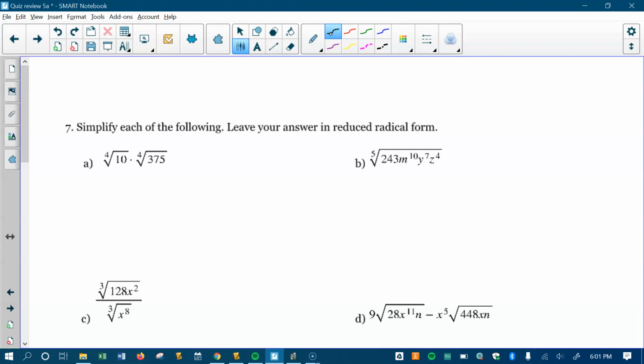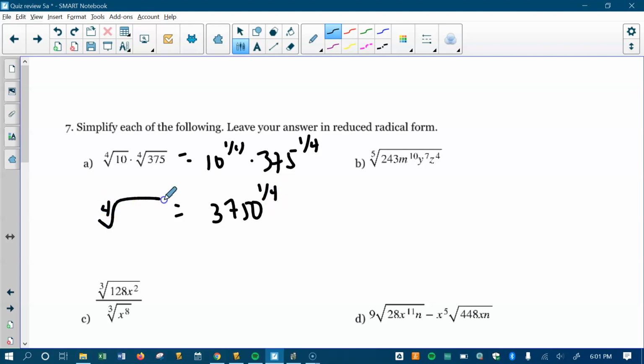So we got the 4th root of 10 times the 4th root of 375. Because we have the same roots, we can multiply these numbers together. If you weren't sure about that, you can change this into exponent form and multiply these together. You get 3,750 to the 1/4, or if you want, the 4th root of 3,750. And now it's going to be a lot of dividing.